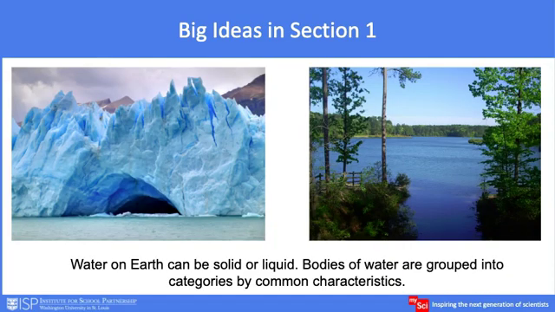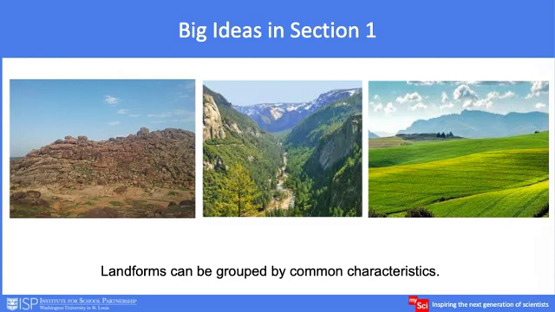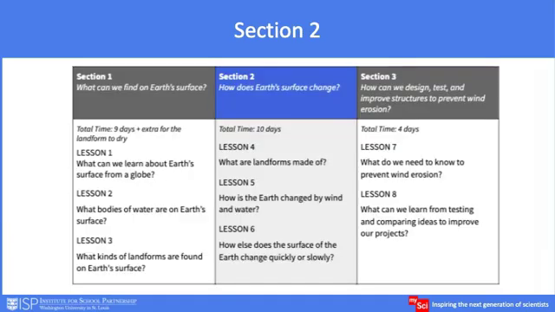Here are some of the content-level big ideas for Section 1 and how students will figure them out. Students use patterns found on globes and maps to determine common characteristics of bodies of water on Earth's surface and sort them into categories. Students also use maps and globes to identify common landforms, sort them by characteristics, and figure out that there are observable patterns on Earth's surface.